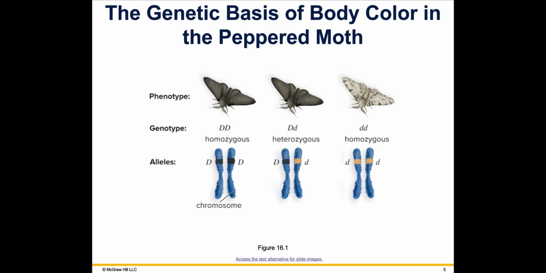And when we're looking at the population, we can look at those genotypes. How many individuals are homozygous dominant, are heterozygous, or are homozygous recessive? And we can look at the alleles. How many dominant alleles are there? How many recessive alleles are there?